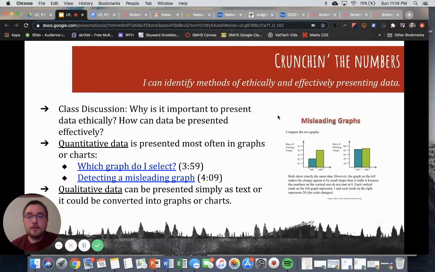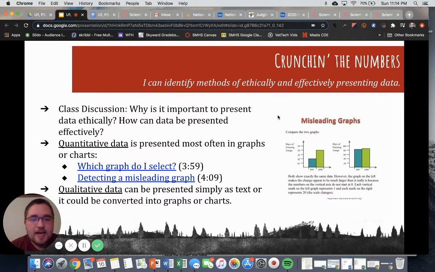Okay. So if we were in class, we'd have a nice little discussion right now about the importance of presenting data ethically and how it can be presented effectively. The main thing that guides the discussion is this graph over on the right. Okay, so I want you to hit pause and kind of compare and contrast the two graphs. Okay, so what are some things that we notice?